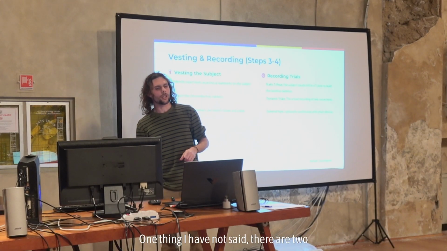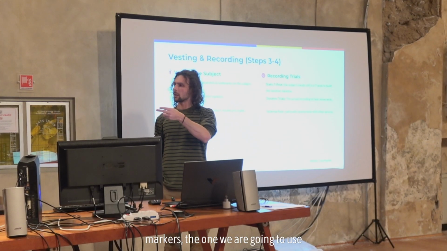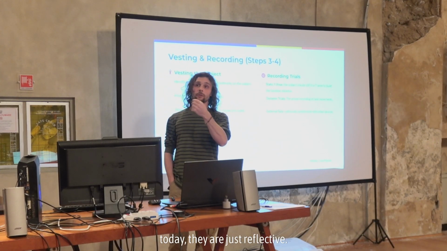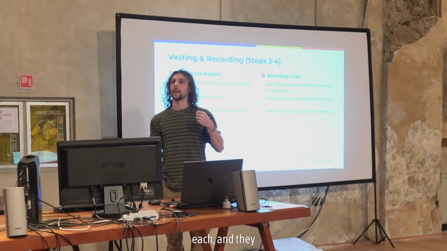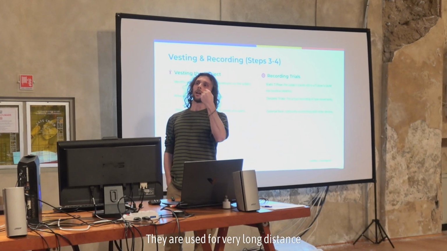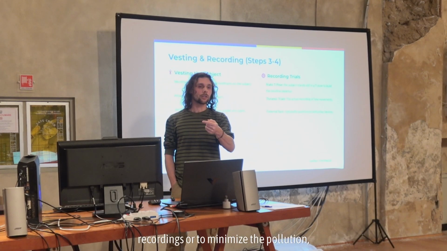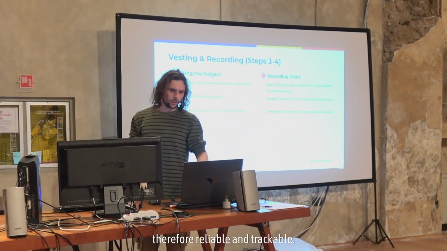One thing I have not said, there are two kinds of markers. There are passive markers, the one we're going to use today. They are just reflective. There are active markers with a battery each, and they actively emit infrared light. They are used for very long distance recordings or to minimize occlusion. They are more reliable and trackable.